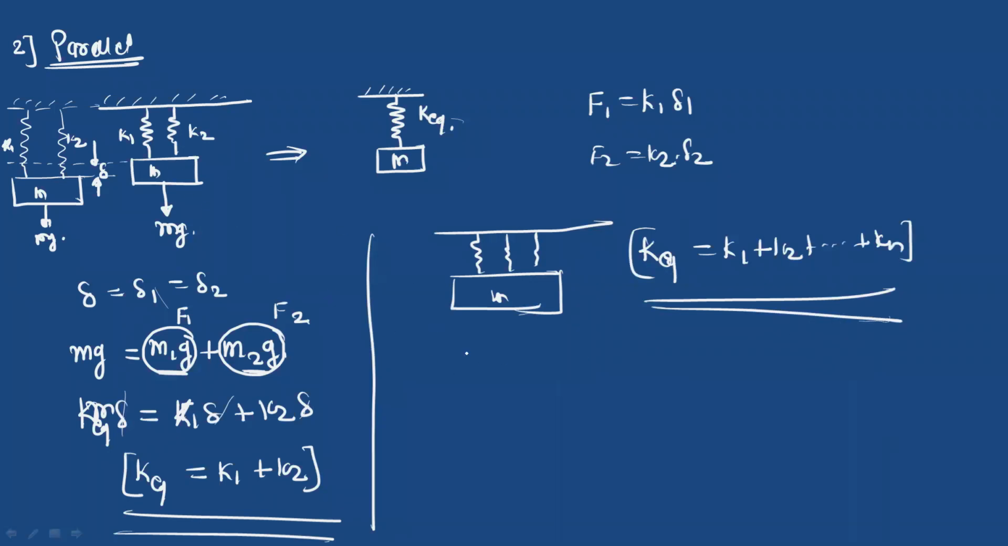Sometimes this parallel arrangement is shown like this. Suppose this is the first spring K1, then we have the mass. K1 is constrained to this fixed support. Then the second spring is connected just below the mass, and this is the fixed support. So the student may interpret this as a series arrangement, but this is not a series arrangement. It is a parallel arrangement.